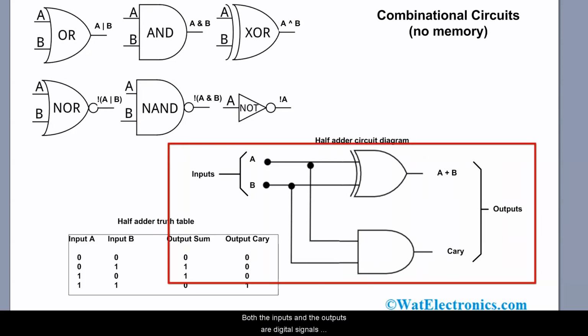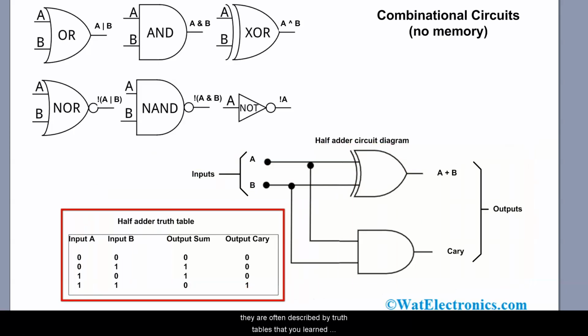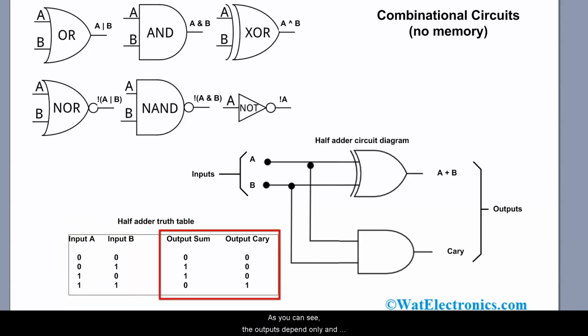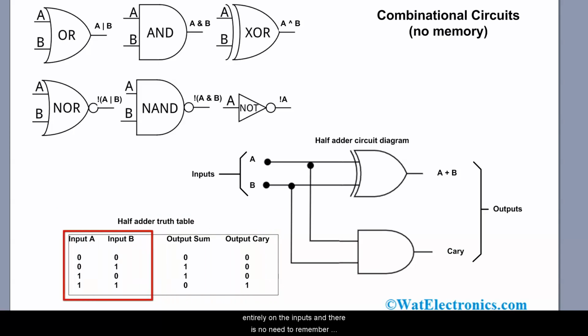Both the inputs and the outputs are digital signals that can be either high or low, representing logic 0 or 1. Because digital circuits work with logic values, they are often described by truth tables that you learned in math at school. For example, here is the truth table that fully describes the workings of the half-adder circuit shown in the schematics. As you can see, the outputs depend only and entirely on the inputs, and there is no need to remember any history of past inputs.